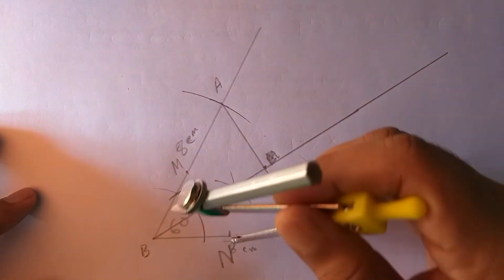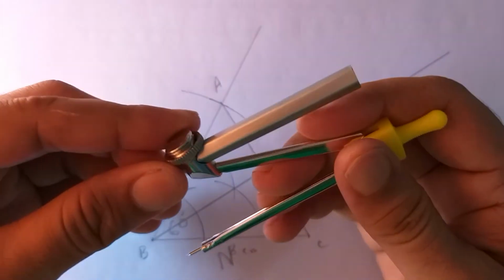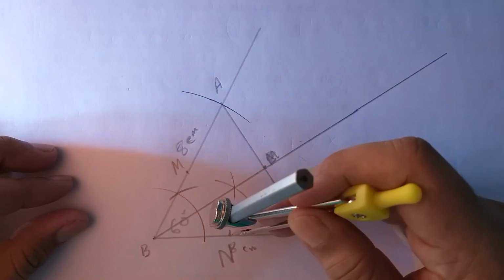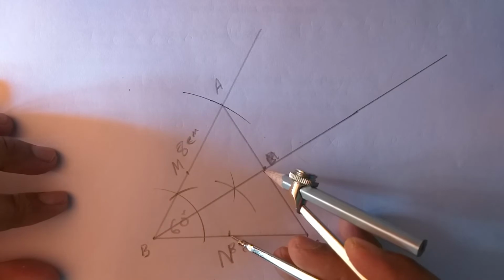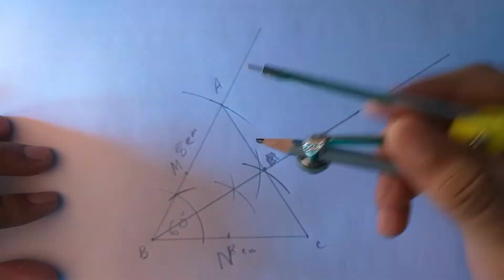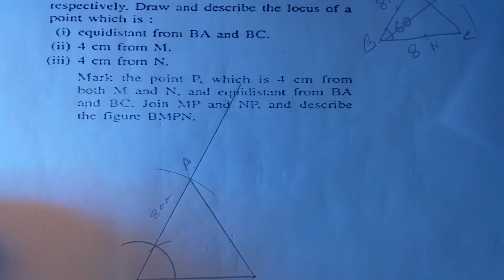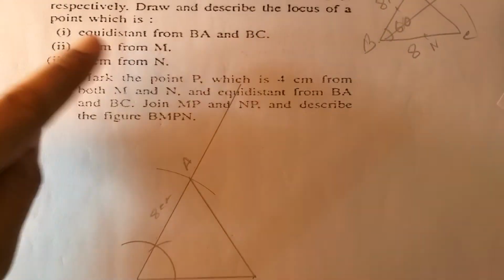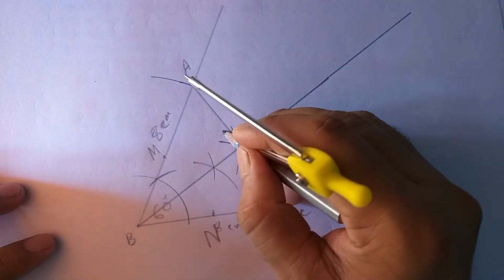So 4 centimeter you take, this is 4 centimeter. So from M you cut taking this 4 centimeter. From N also you cut taking 4 centimeter, and from M also you cut taking 4 centimeters. So this is the required point. Draw and describe the locus of a point which is. So I am marking this point as P.